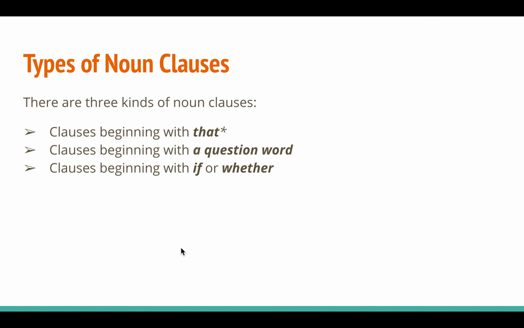The next thing to know about noun clauses is that there are three types. Noun clauses that begin with that, clauses that begin with a question word like what, when, which, who, etc., and clauses that begin with the words if or whether. Of these three, the most common is the noun clauses that begin with that, so we'll see that most often.